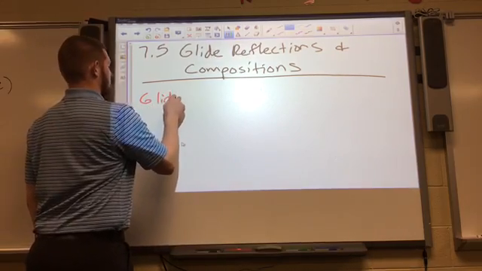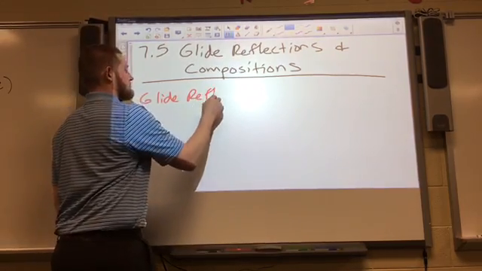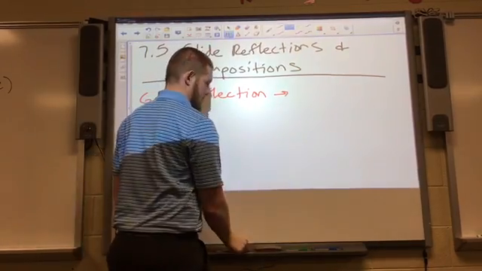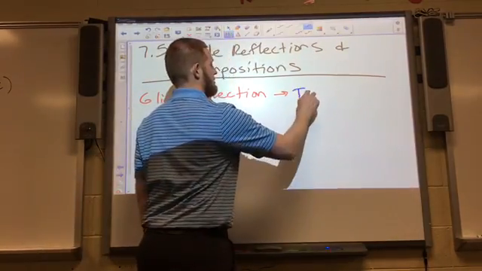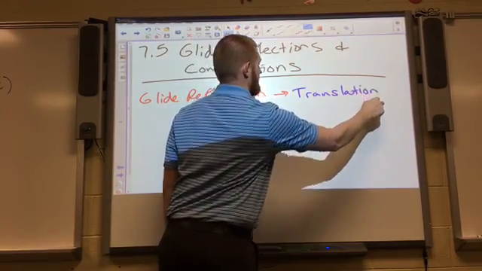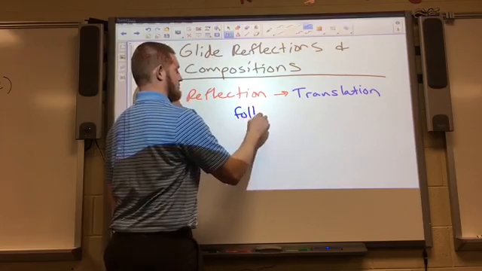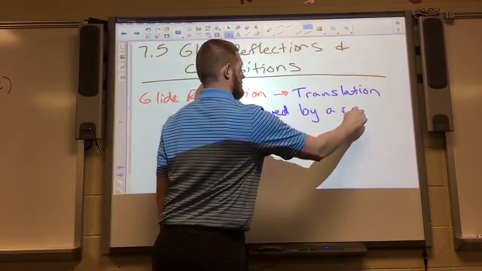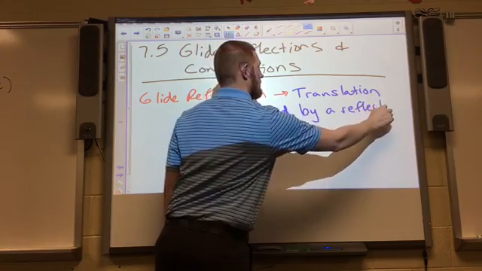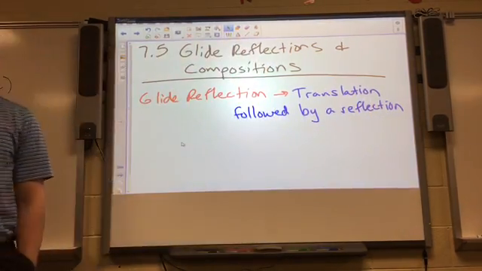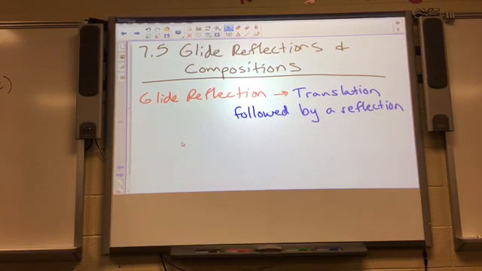A glide reflection is a translation followed by a reflection. A translation followed by a reflection.